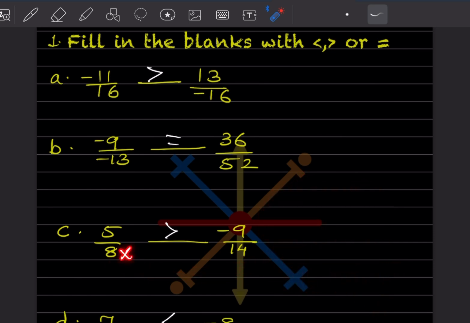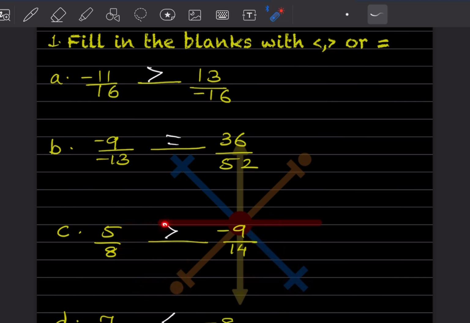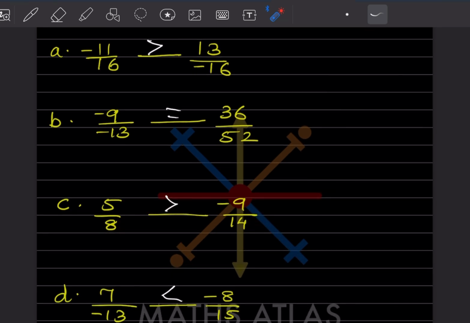So here will be 8 sevens are, and here will be 14 fours are. So this is going to be 35 by 56, and this will be minus 36 by 56. So definitely this is going to be a bigger number. So this is the symbol used. Now let us see again for this one.